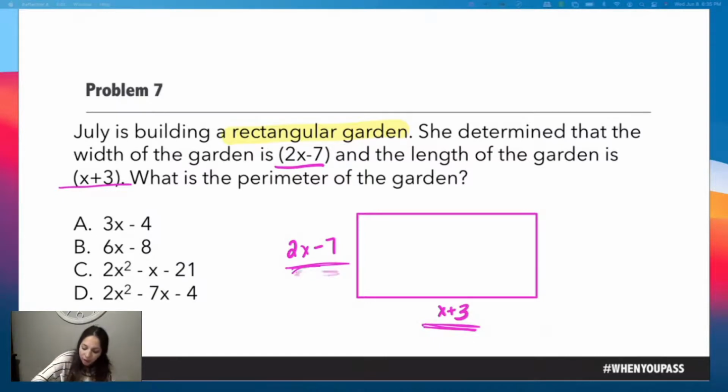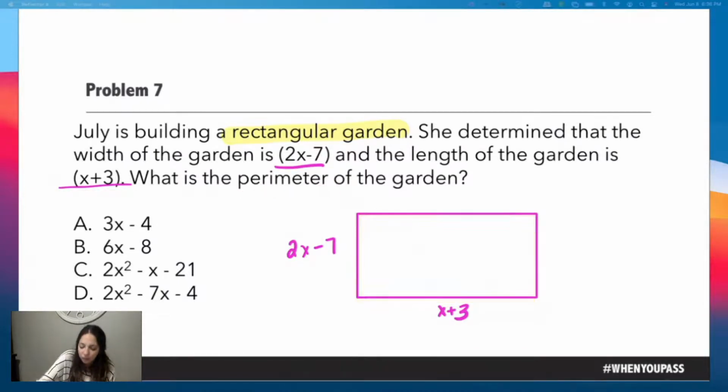Now, what did they ask us for? They asked us for perimeter. Perimeter is the length around your shape. So if I'm looking for perimeter, I'm looking for the distance I would travel around my shape. I think of perimeter as fencing in a garden. Area is going to be how much grass I can put in that garden.